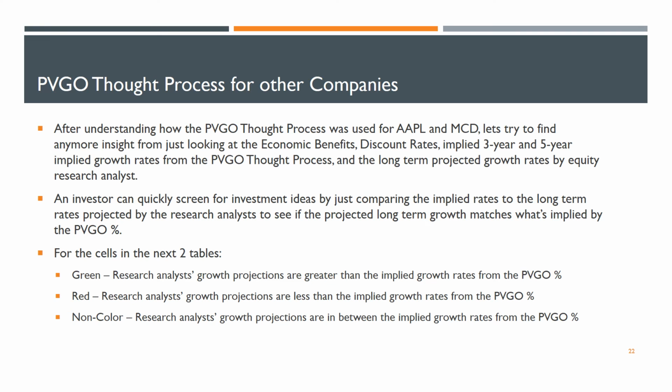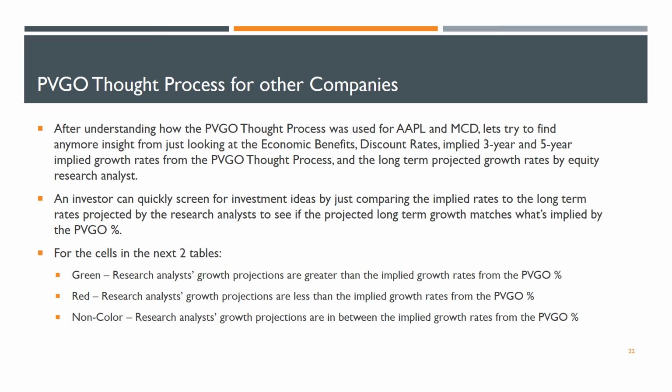Now, after understanding how the PVGO thought process was used for Apple and McDonald's, let's try to find any more insight from just looking at the different economic benefits, discount rates, and implied growth rates from the PVGO process and long-term projected growth rates by equity research analysts. An investor can quickly screen for investment ideas by just comparing the implied rates to the long-term rates projected by the research analysts to see if the projected long-term growth matches what's implied by the PVGO percentage.